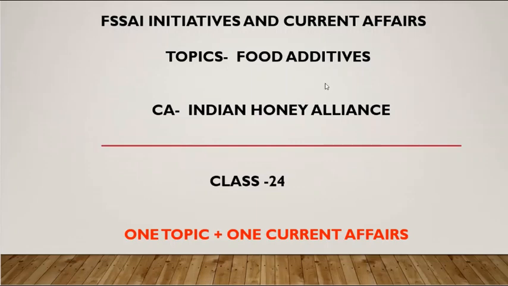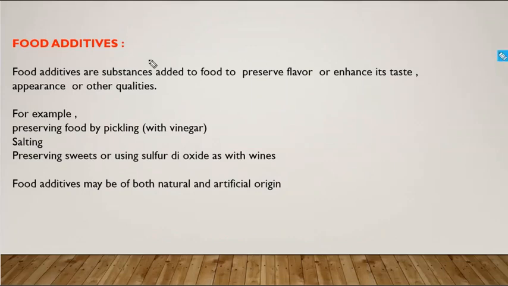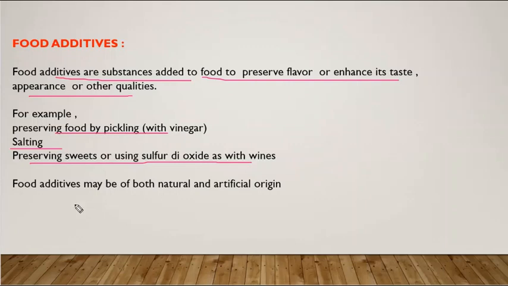Now let us start the first class. Food additives. Food additives are substances added to food to preserve flavor or enhance taste, appearance, and other qualities. For example, preserving food by pickling with vinegar, salting, preserving sweets, or using sulfur dioxide as with wines. Food additives may be both natural or artificial.